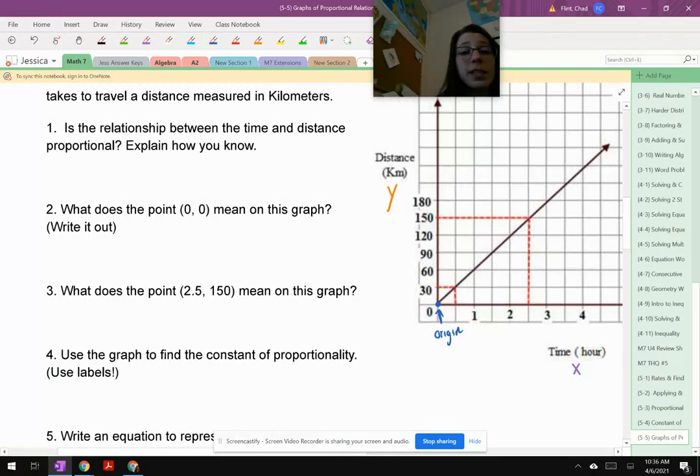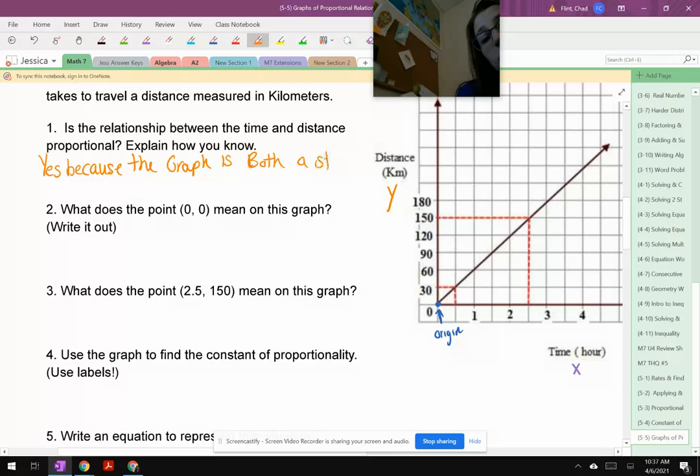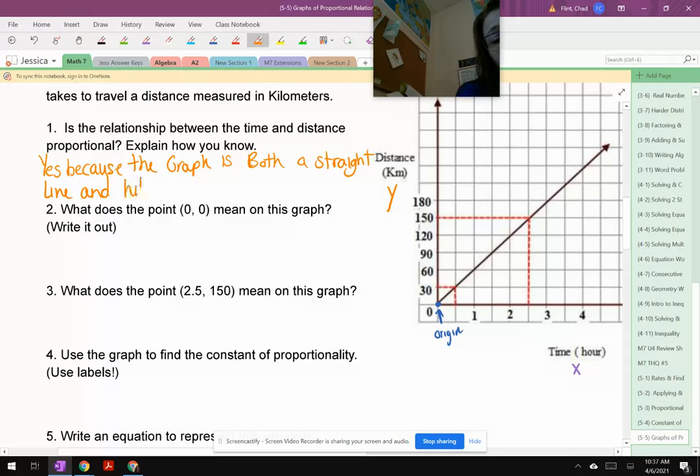So, is this relationship proportional? Yes, it is. Yes, because the graph is both a straight line, and again, I'm just reiterating those 2 points from above, is both a straight line and hits the origin. Boom.